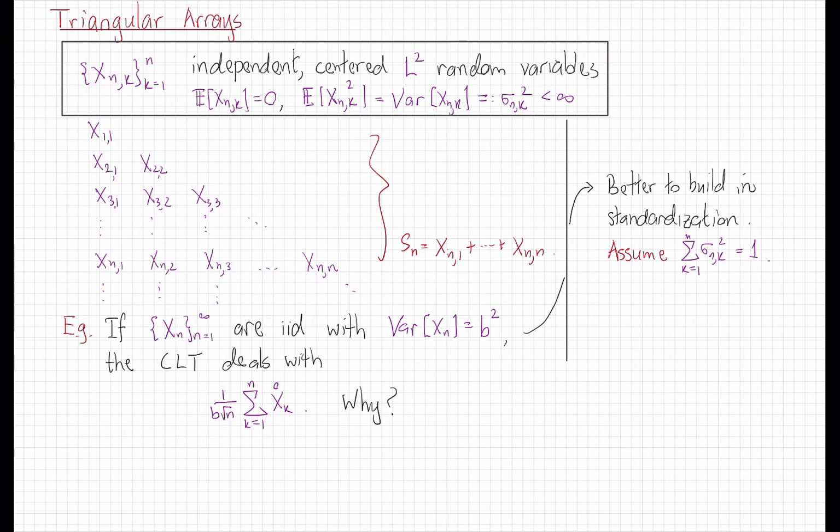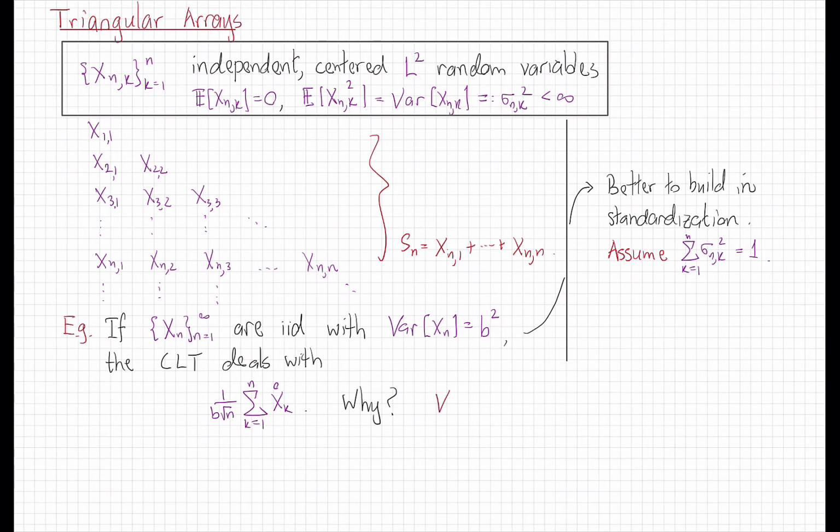Now we can put our basic central limit theorem setup into this framework. For the basic central limit theorem, we have a single sequence x_n of IID random variables, all of some fixed variance b squared, and then we look at the sum of the centered random variables divided by the square root of n times b. Why is that the right thing to rescale by?